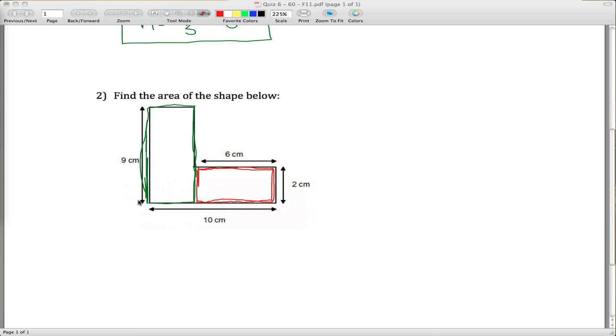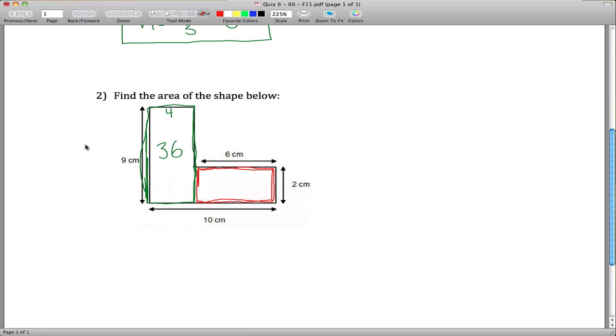So let's see, maybe we do the green one first. We know it's going to be the length times the width. We know that one side is 9 here, so what we need is the length of this side right here. Unfortunately, we can get to that. We know the whole bottom here is 10, and 6 of it takes up this red part. So that means 4 of it has to be the top and the bottom there. So 9 times 4 tells us that the area here is 36.